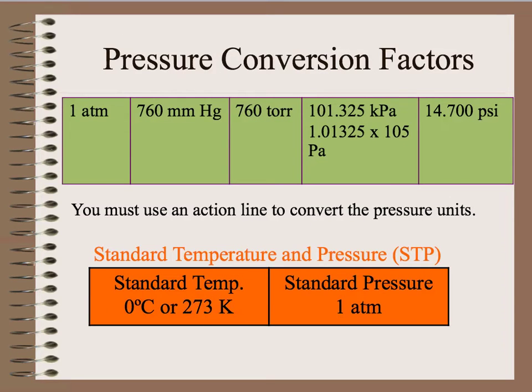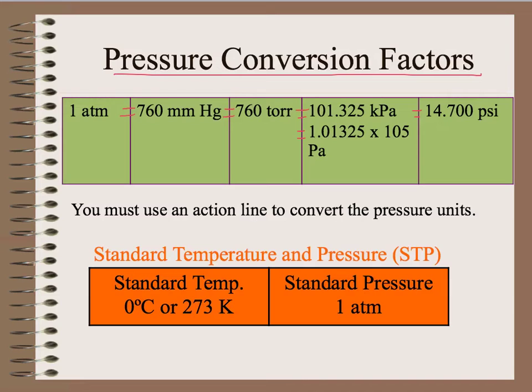Now, every once in a while, you'll be given a pressure in one unit and asked to change that pressure to another unit. These are the pressure conversion factors. You're going to want to write down this chart. Write pressure conversion factors, and then all of these are equal to each other. So you might want to write equals in between all these. 1 atmosphere is equal to 760 millimeters of mercury, which is the same as 760 torr, which is 101.325 kPa, which is kilopascals.